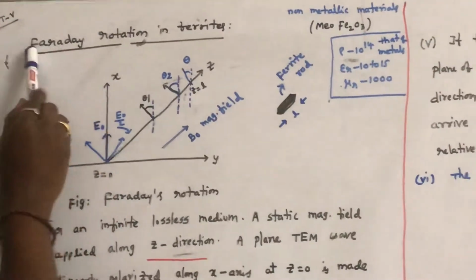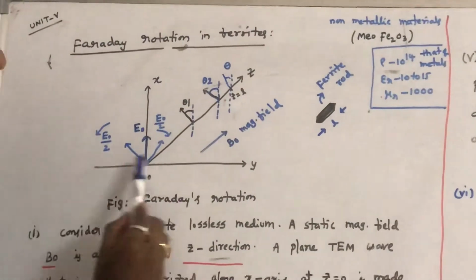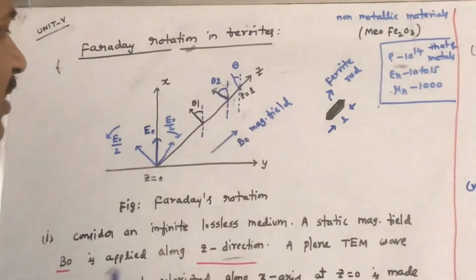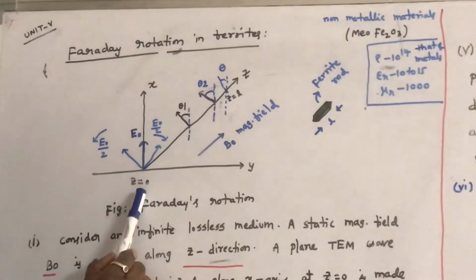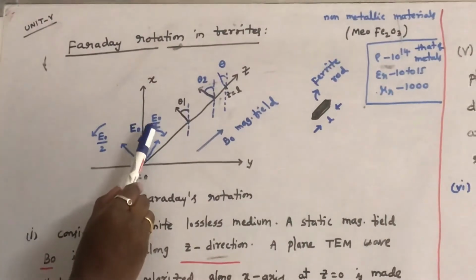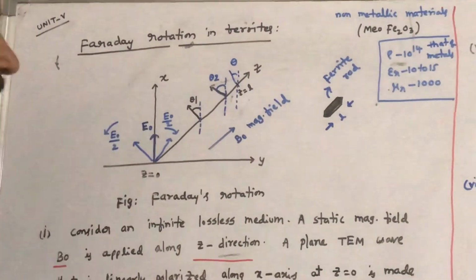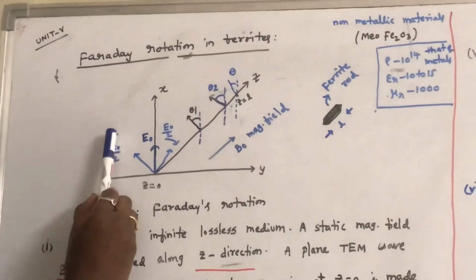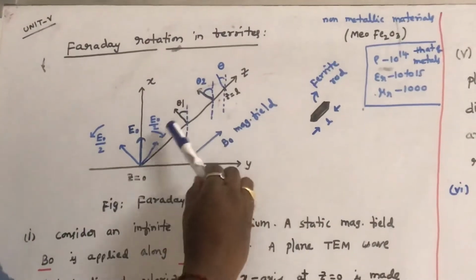To understand Faraday rotation, let us see this diagram. Let us consider a three-dimensional coordinate system: x-axis, y-axis and z-axis. Let E0 be the vertically polarized wave at z equal to 0. Any linearly polarized wave can be resolved into two waves, a right circularly polarized wave and a left circularly polarized wave, which is shown. Here a B0 static magnetic field is applied along the z direction as shown.